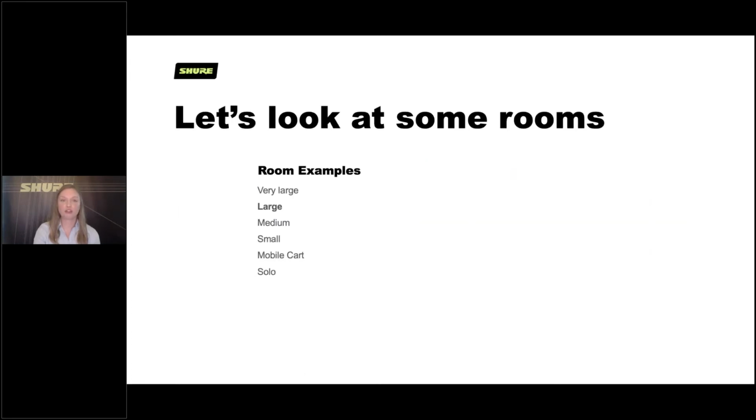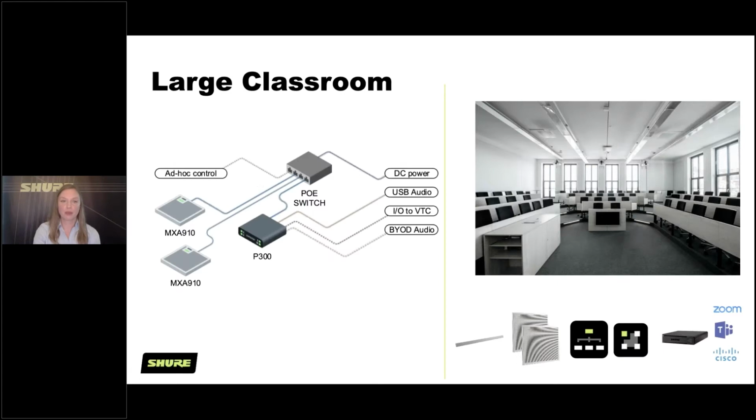So we're going to step on down and look at a large type classroom. And what you see here is we have a larger classroom, and in this example, similar to what we saw earlier, we would use two MXA 910s suspended in this room. Again, we've had that one category cable going to our PoE switch that's providing our power, our Dante audio, and our control.